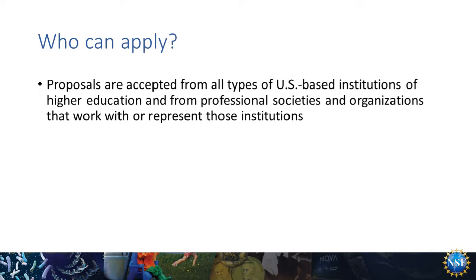The IUSE program will accept proposals from all types of United States-based institutions of higher education, as well as from professional societies and organizations that work with or represent those institutions. The critical word here, and it's actually in the title of the program, is undergraduate. So proposals submitted to the IUSE program should focus specifically on undergraduate students, those who are enrolled in accredited degree-granting institutions, either of the 2-year or 4-year flavor. And again, undergraduate students is a critical element of IUSE proposals.